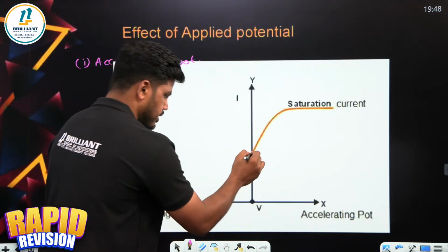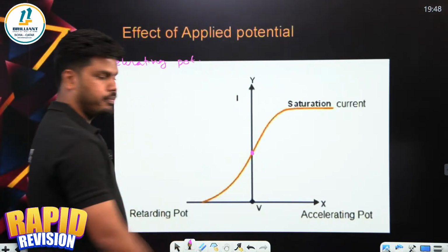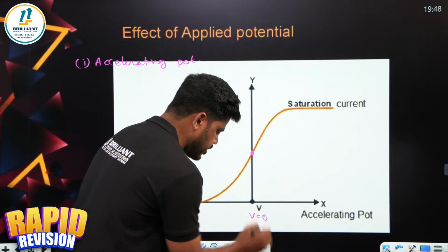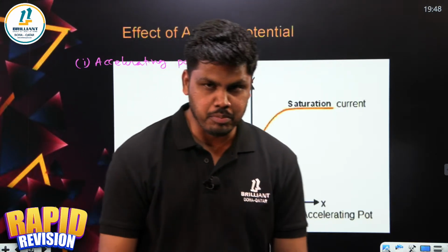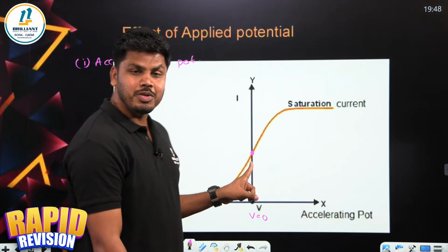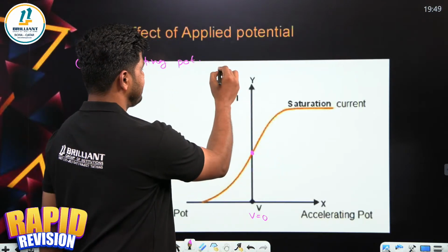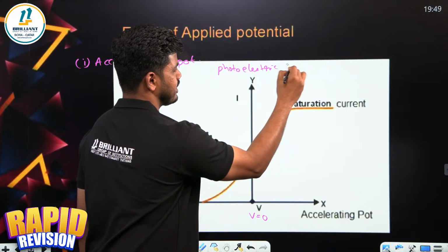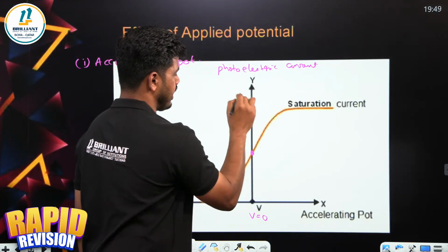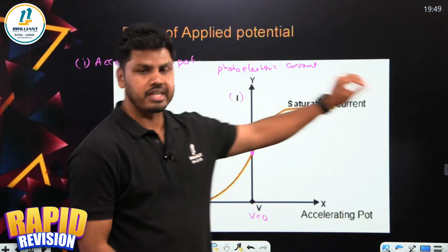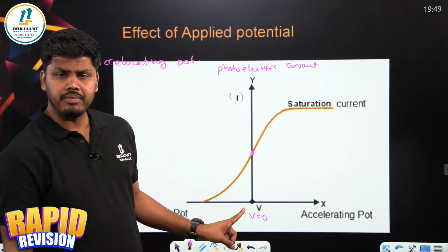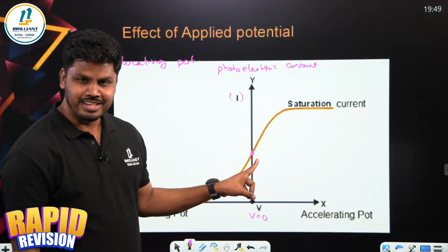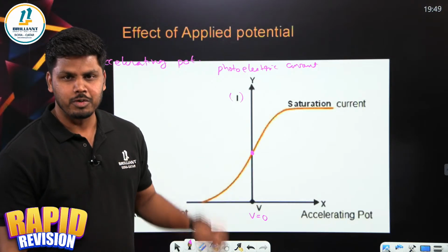Look at the graph. The graph does not start from zero, which means even when the applied potential was zero, there is a non-zero current in the circuit, right? This is photoelectric current. It is given as I here. I is the current, which is photoelectric current. You can see, even at zero applied voltage, there is a non-zero current. The graph is not starting from the origin.